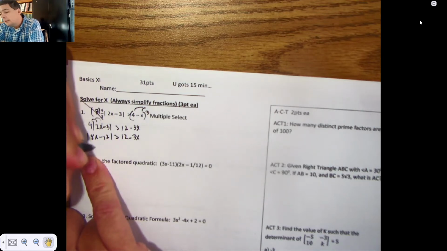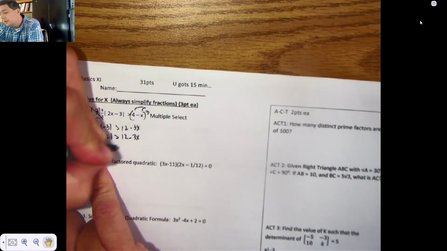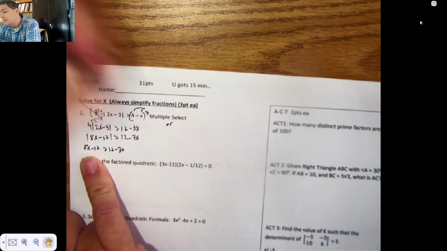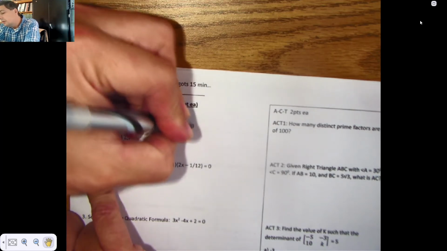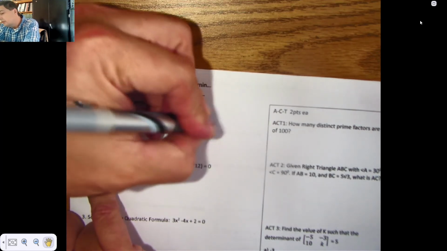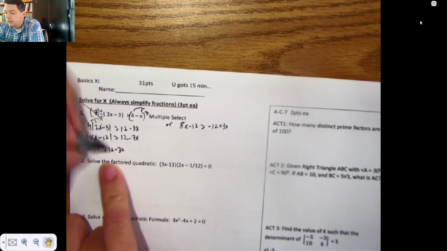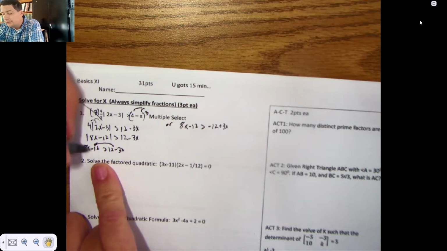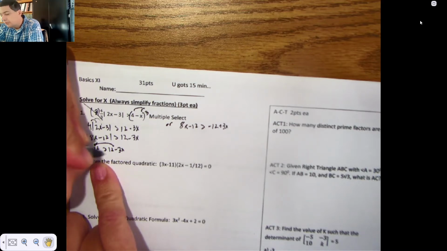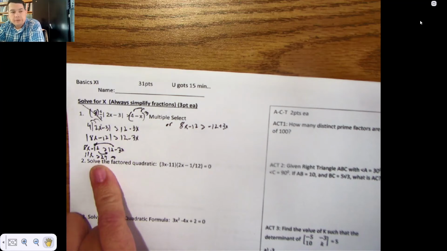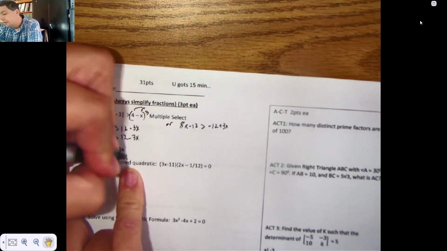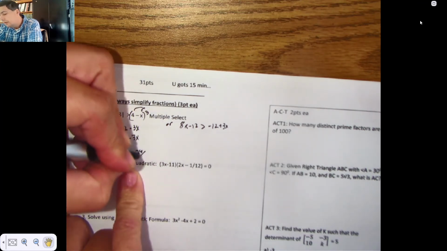First one is 8x minus 12 is greater than 12 minus 3x. Or on the second one, 8x minus 12 is greater than negative 12 plus 3x. We change the signs on the stuff outside. We're going to add 3x to the left. That's going to give us 11x. And we're going to add 12 to 12. That's going to get us 24. And then we're going to divide through by the 11. So x is greater than 24 elevenths.